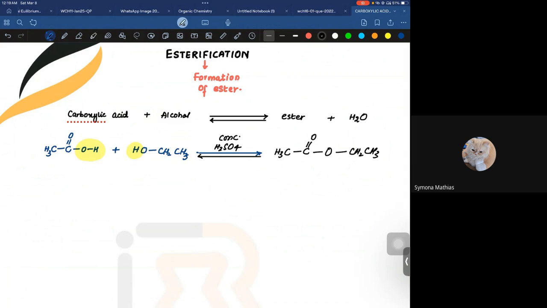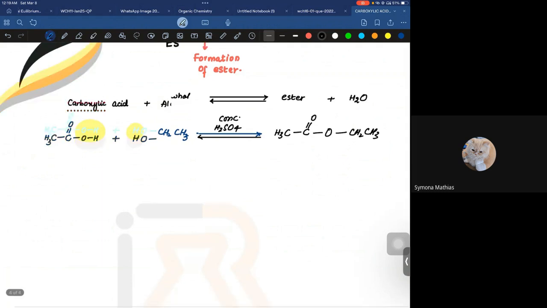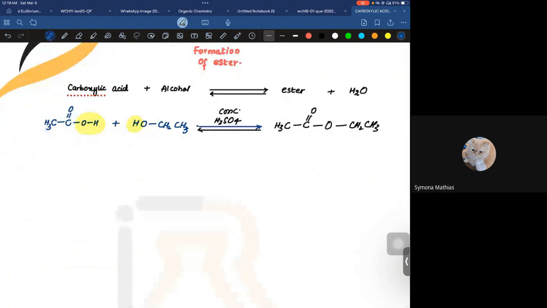This is known as hydrolysis. If you are going forward, this is called esterification, and if you are going backward, this is called hydrolysis of an ester. So we can hydrolyze an ester.